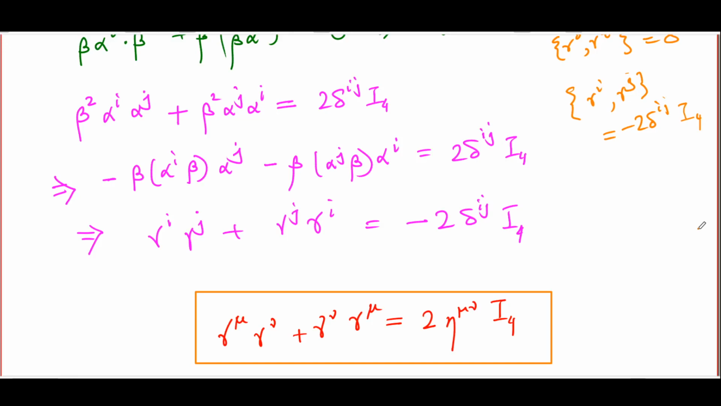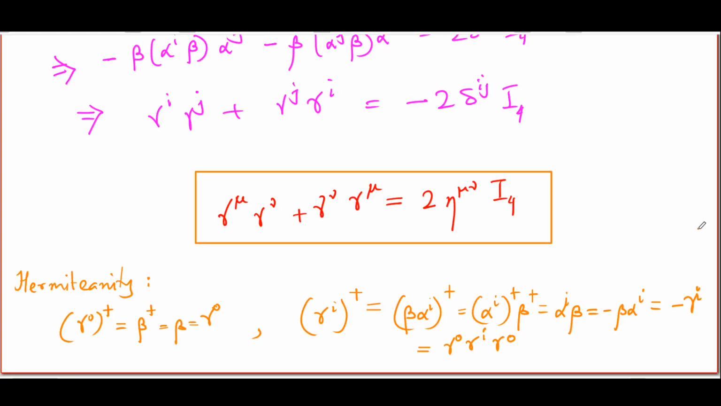So one more advantage of using the gamma notation is not only does it make the Dirac equation look sleeker and more relativistic, the anti-commutation relation also becomes more compact. You can write one single anti-commutation relation: gamma mu's anti-commutator with gamma nu is twice eta mu nu times the 4x4 identity matrix.